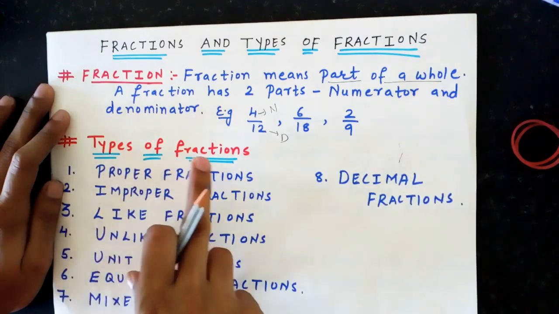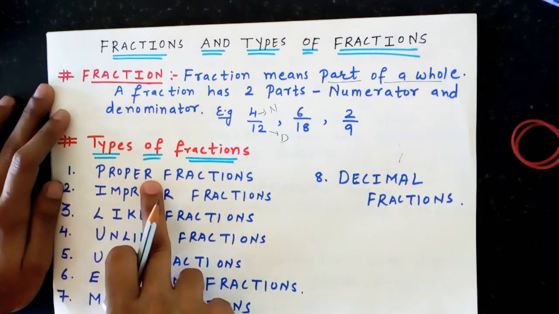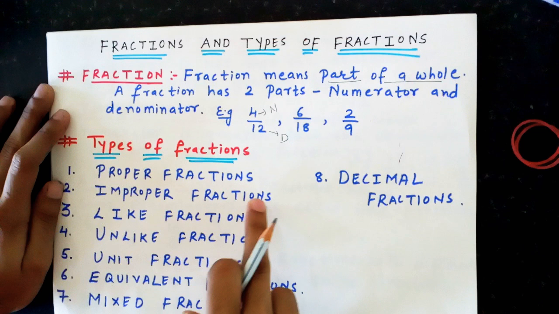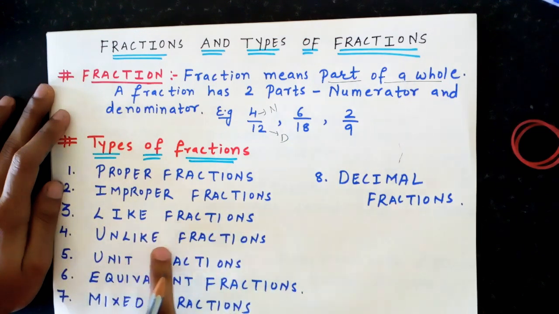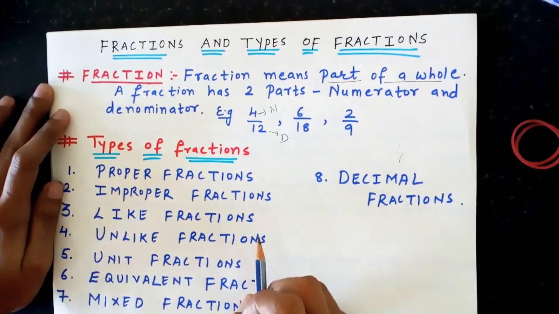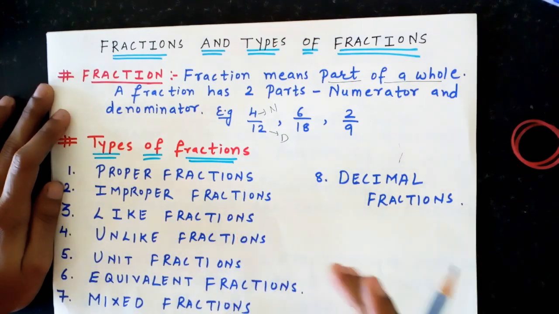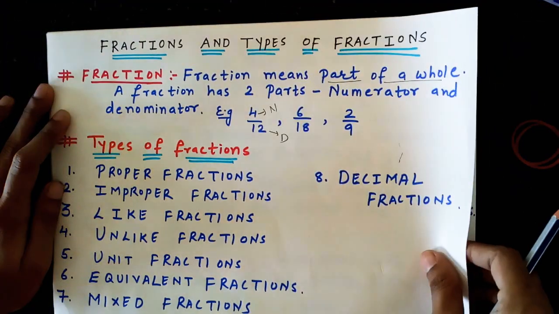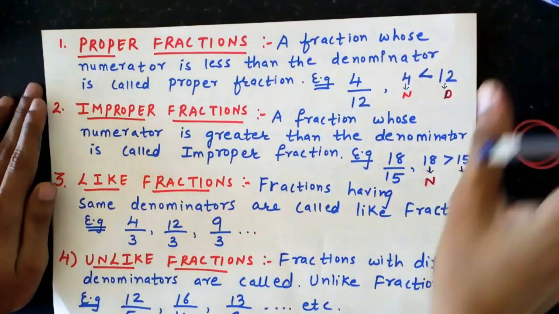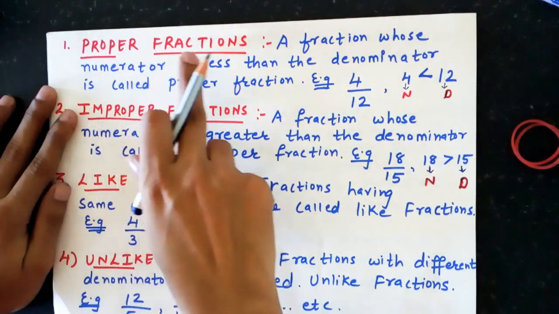Now, types of fractions. First of all, proper fractions, improper fractions, like fractions, unlike fractions, unit fractions, equivalent fractions, mixed fractions, and decimal fractions. One by one, we will see all these types of fractions. First one is proper fraction.